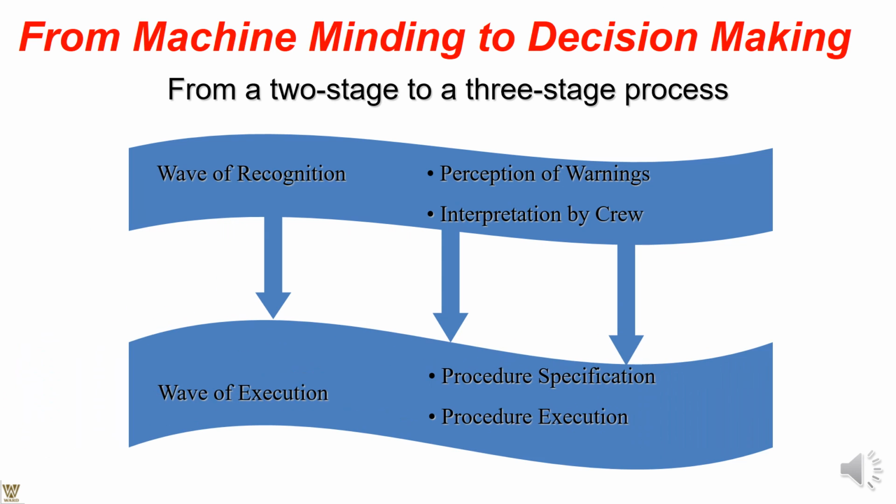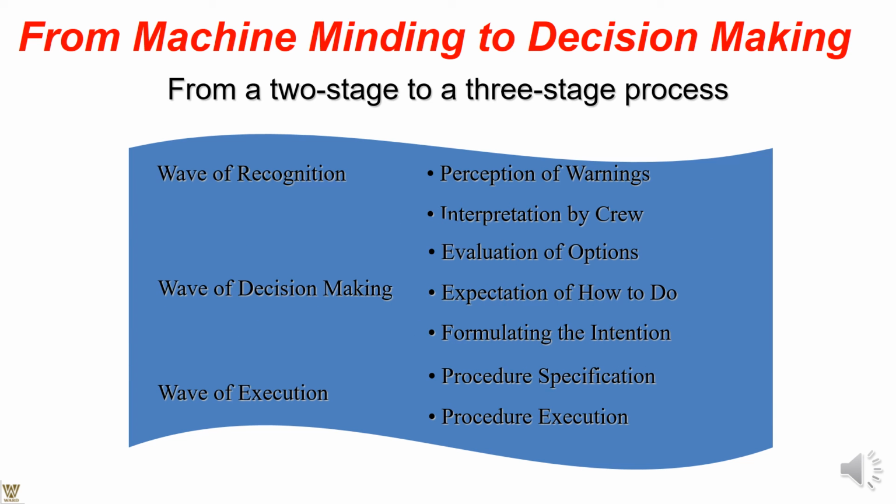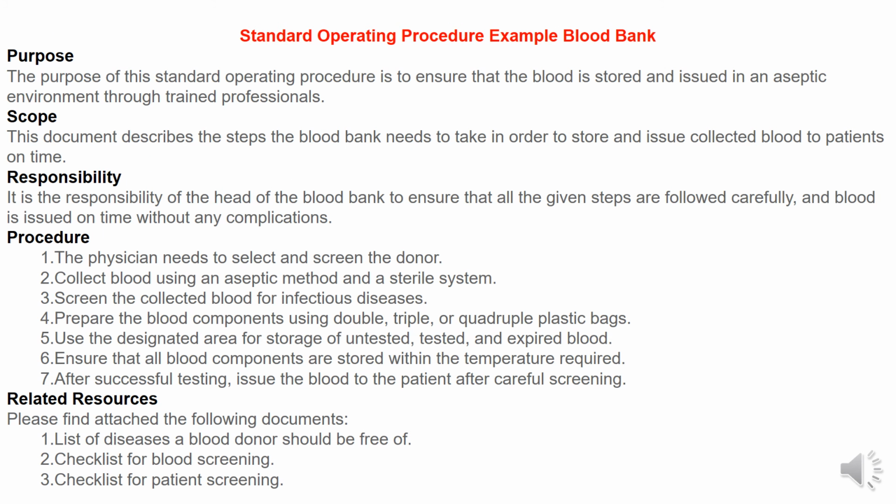So what does it mean? Once you have recognized it, you go about an execution. The execution is all about following the SOPs, be it specification, be it the execution, and so on and so forth. But there is also the third wave of decision making, understanding how to react, understanding how to execute or probably formulate the intention.